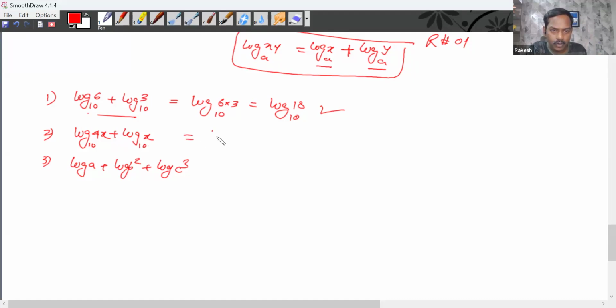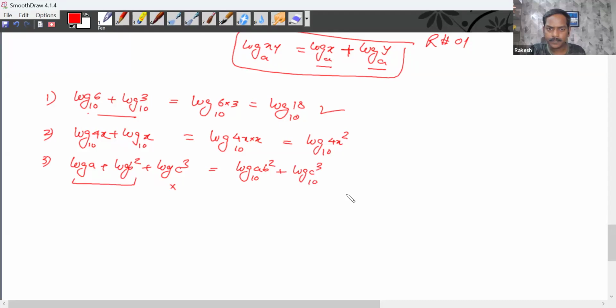So I can write it as log of 4x into x with base 10, or we can write it as log of 4x square with base 10. Simple. I'm just applying rule number 1, for your practice. This again has no base given, but there is an addition of 3 terms. So how do I apply this? I'll just ignore the last one for the time being. What do I get? It will be log of a into b square with base 10 plus the third one like this. Again, I can apply the same rule, right?